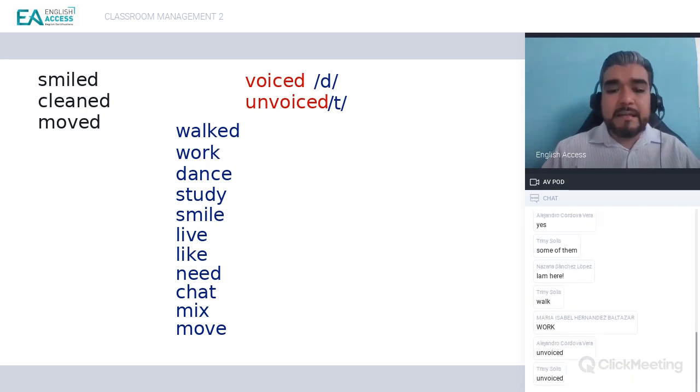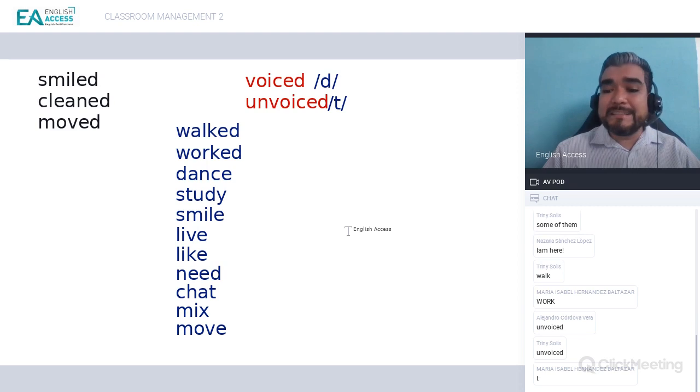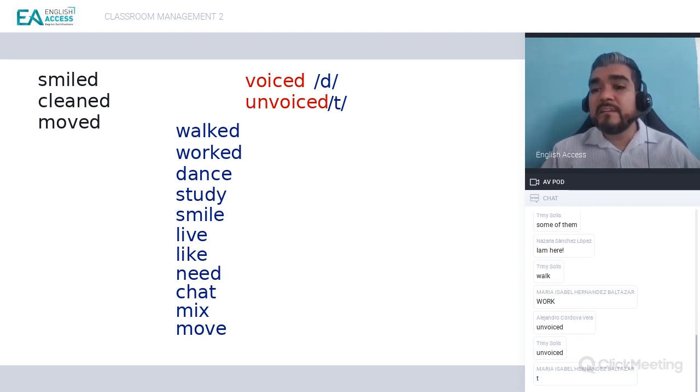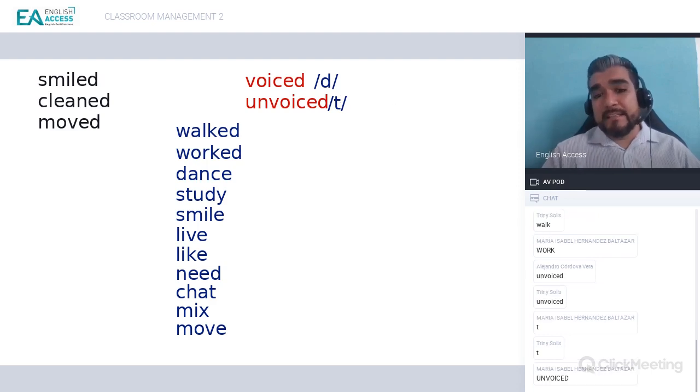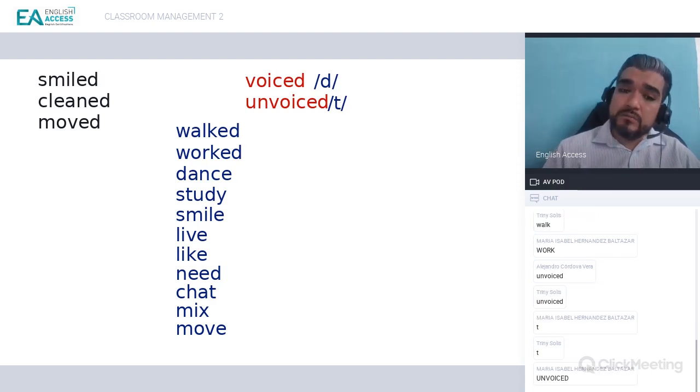Yeah, work is unvoiced. So since work is unvoiced, the pronunciation is with the /t/ sound. Now, I always emphasize that these are sounds, not letters, right? These are phonemes, phonemic symbols. So I say worked, walked, worked, right?